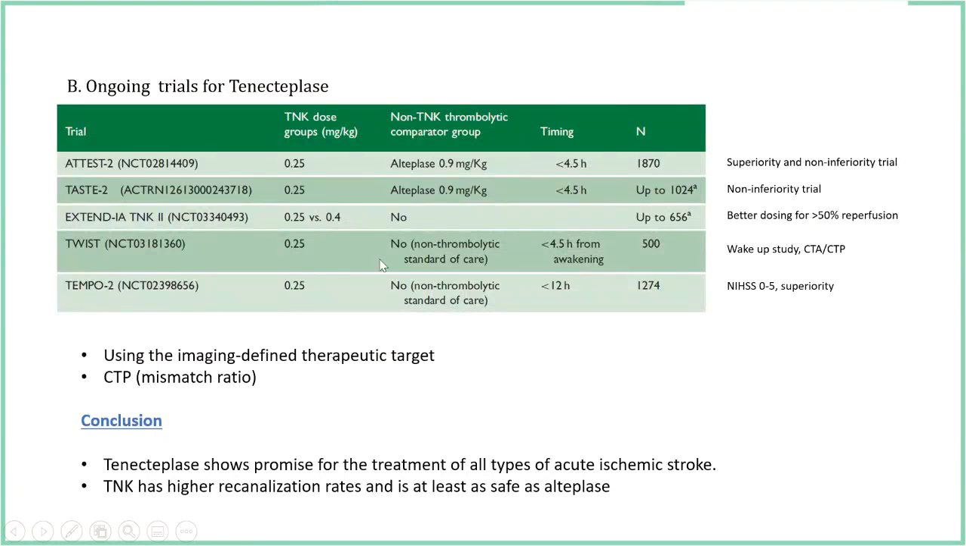And they have been well-designed trials, either superiority or non-inferiority trials. Some trials are checking the recanalization status, and some are checking its superiority compared to placebo. And I think with all these trials' verification, Tenecteplase has a promising future in acute stroke treatment.